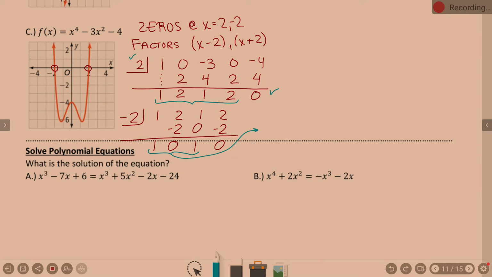Well, that's the remainder, so you don't count it. Okay, so remainder 0, which we should get. What does this 1, 0, 1 represent?